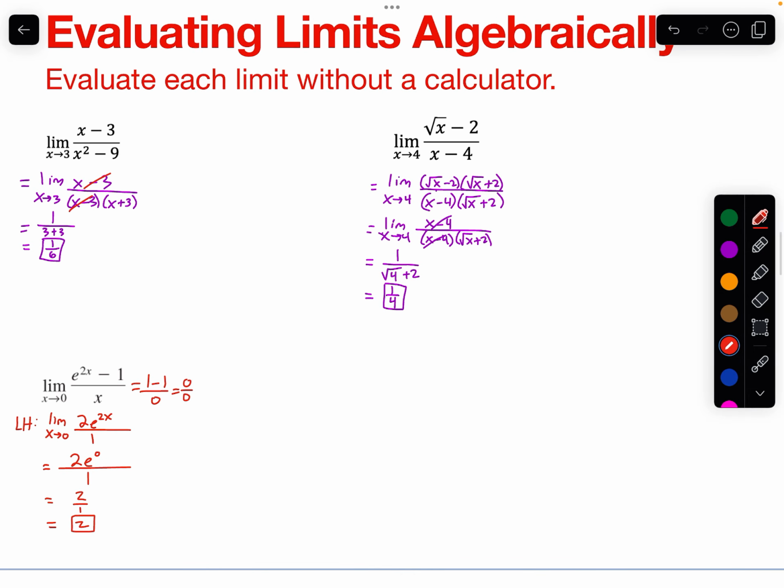So when direct substitution fails and we get 0 over 0 or some other indeterminate form, we can try factoring, multiplying by a conjugate, or L'Hopital's rule.